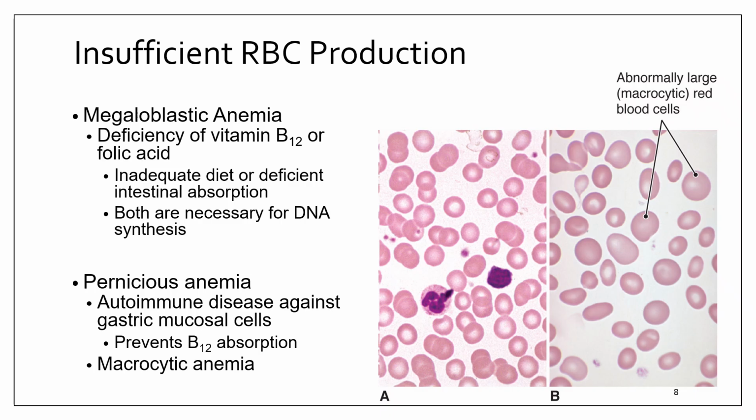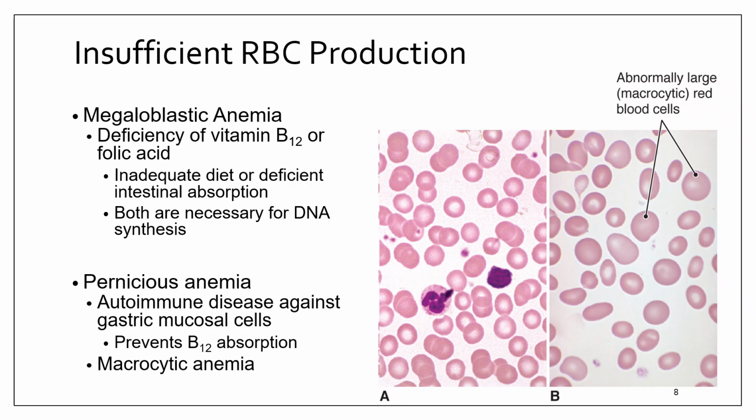So megaloblastic anemia occurs when there is a deficiency of vitamin B12, folic acid, or both of these vitamins, which are absolutely required for DNA synthesis. And here's the key concept. Hemoglobin synthesis continues, but DNA replication does not. So the cell keeps growing, but it can't divide on schedule.